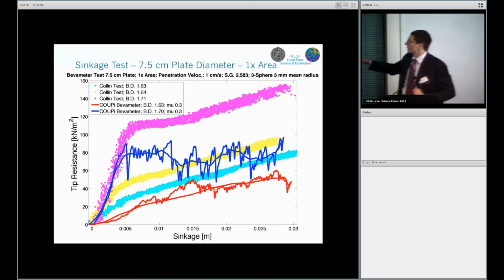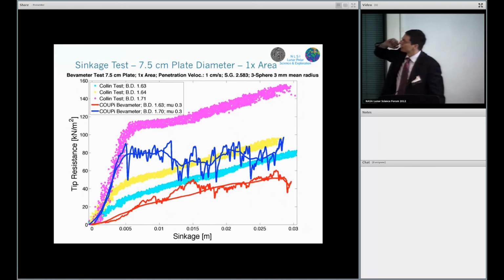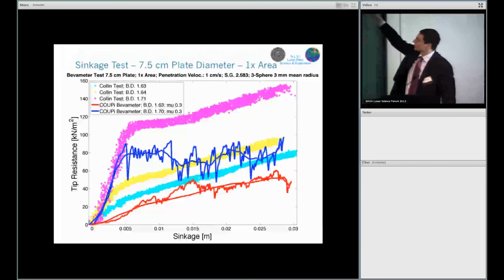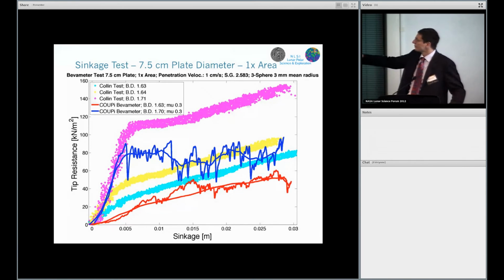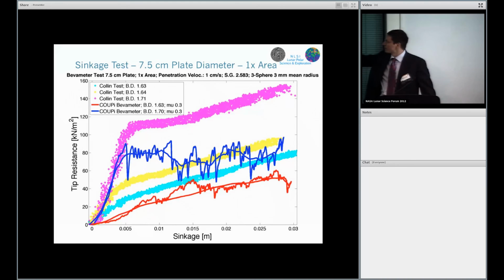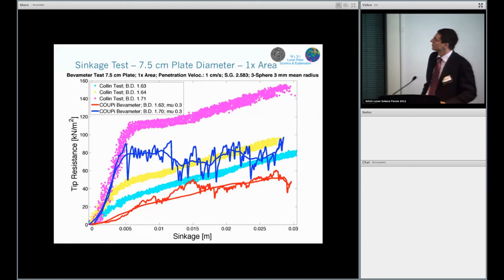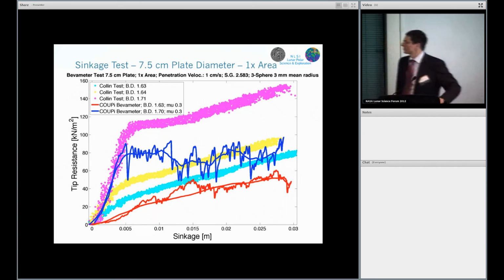So actually, the tip resistance, that's not like plate resistance, actually grows with increasing bulk density. And the blue line is the sinkage test that you saw in the movie. It goes to some level and then behaves a little bit differently at the tail, probably because of the bottom effect. The red line is a simulation of the bulk density that's represented by the light blue line here.